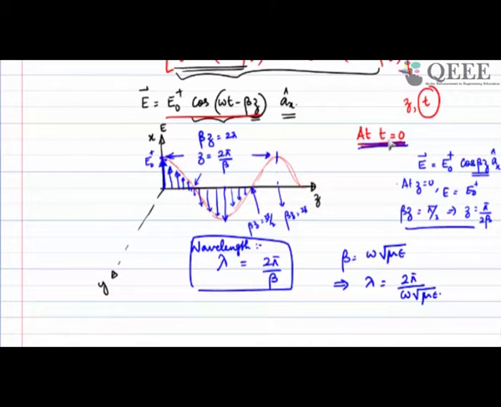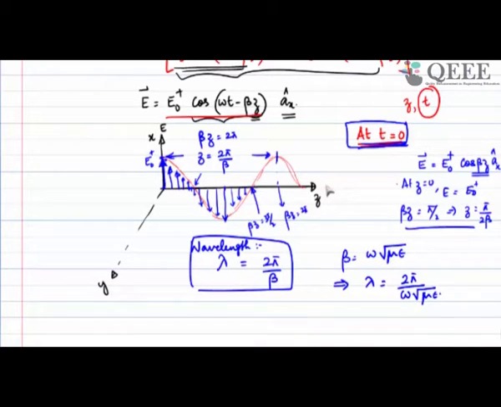Now what happens as time progresses? Now if I want to see what happens when time progresses, it's like saying, what we saw here at t equal to 0 means it's as if I have taken a snapshot, I have taken a photograph of the wave, I have frozen the scene, and this is how my electric field vector is looking like.